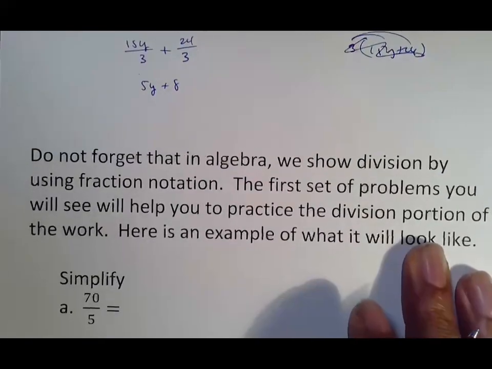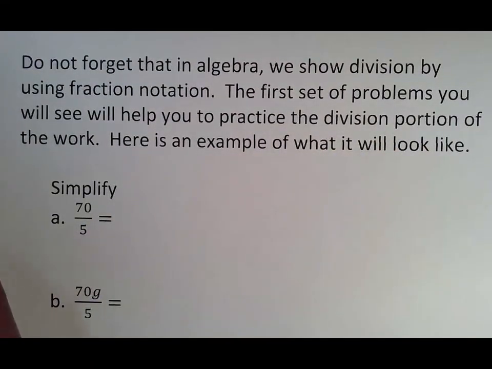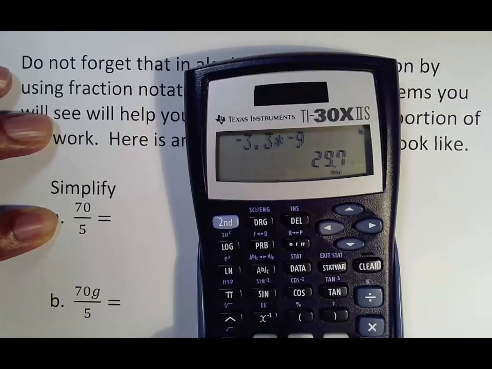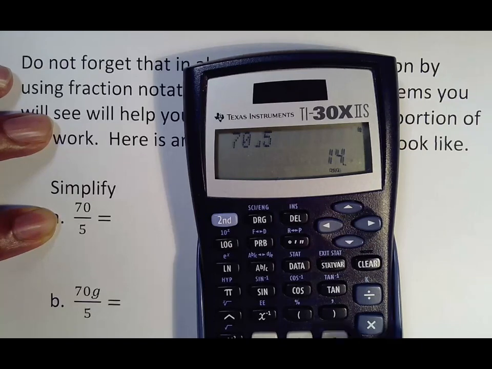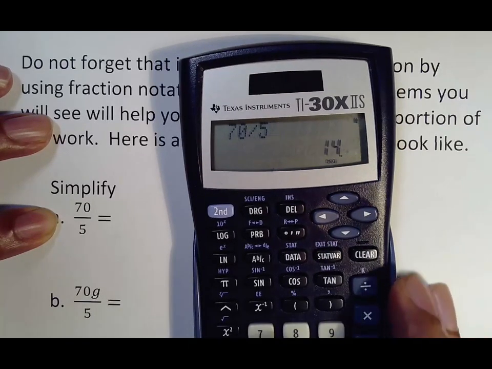Okay. So don't forget, in algebra we show division by using fraction notation. So the first set of problems you're going to see on your homework is going to help you practice the division portion of the work. So here's an example of what it's going to look like. If you don't know what that is, just do 70. You could either do 70 over 5 and get your answer that way, or you could do it as a division, 70 divided by 5, and get your answer that way.